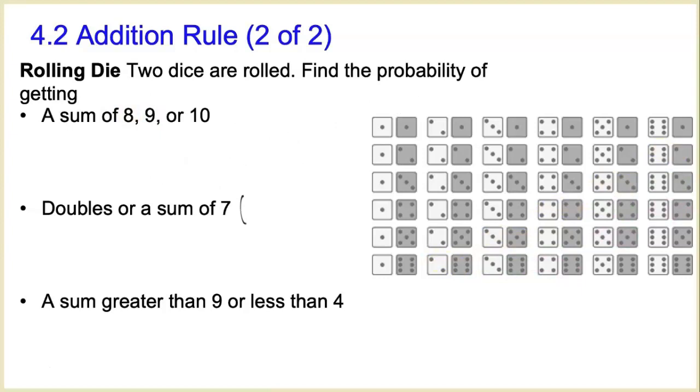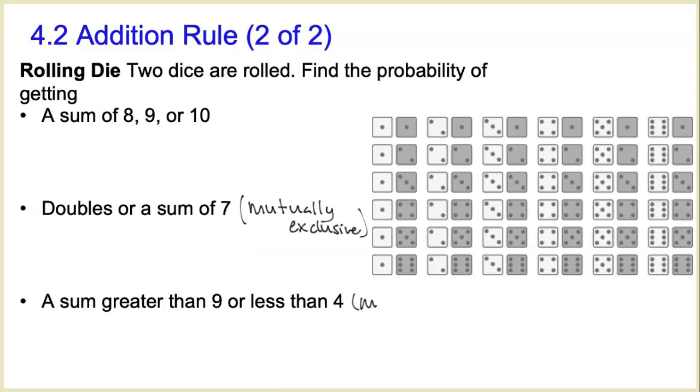So for our next 2 examples, if we look at doubles or a sum of 7, for me to get doubles, that means they'd have to be the same face value. And so if I add those together, it's always going to be an even number. 1 plus 1 is 2, 2 plus 2 is 4, 3 plus 3 is 6. So a sum of 7 would be an odd number and an even number. So mutually exclusive again, right there, no outcomes in common.